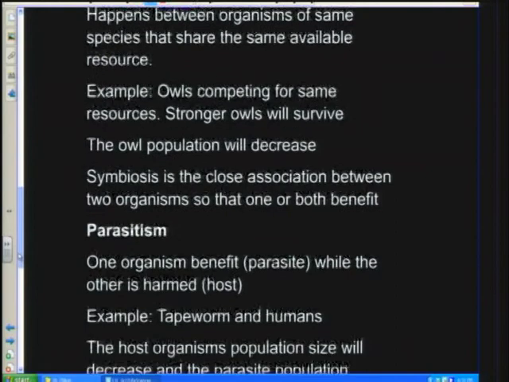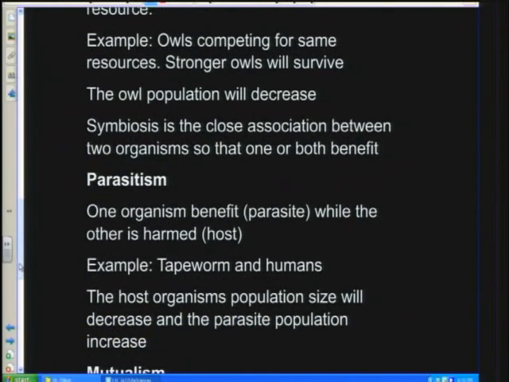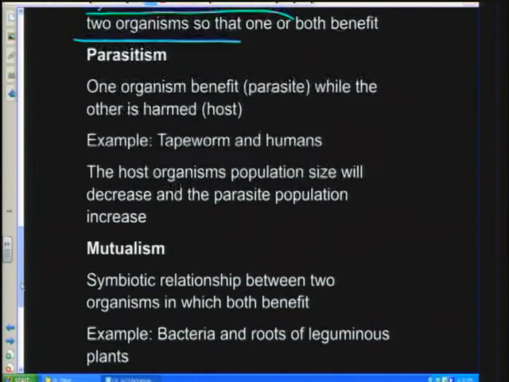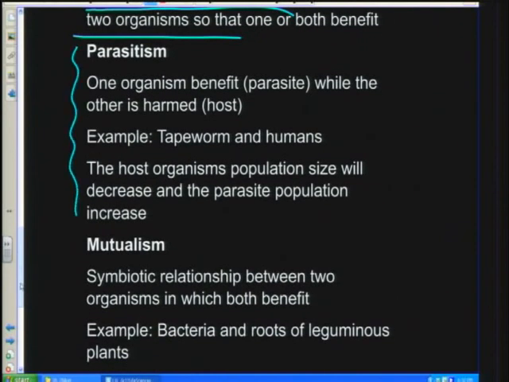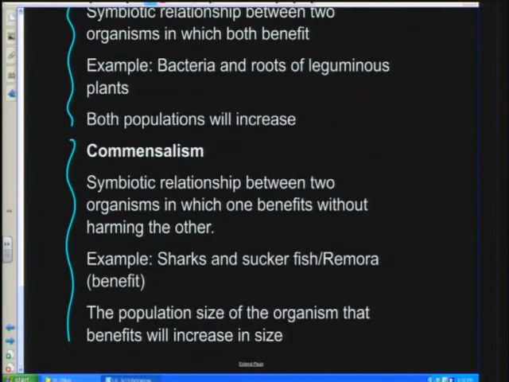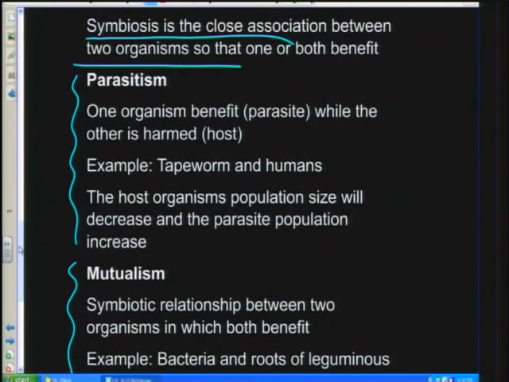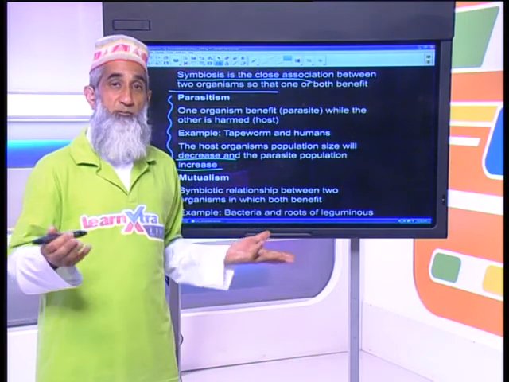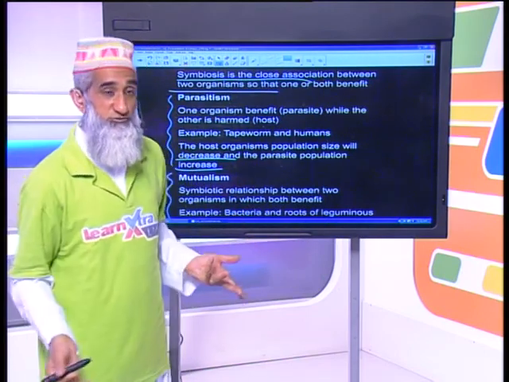We don't have to do all of that. Then you go to symbiosis. You first talk about the definition of symbiosis, and then you say there are three types. Parasitism and explain, and we've done that already. Mutualism and explain, and commensalism and explain. I'm only going to look at the last part in these cases. Parasitism, the host organism population size will decrease because it's being harmed, and the parasite population increases until obviously the host dies. When that host dies, then that parasite population will have to decrease or find another host.